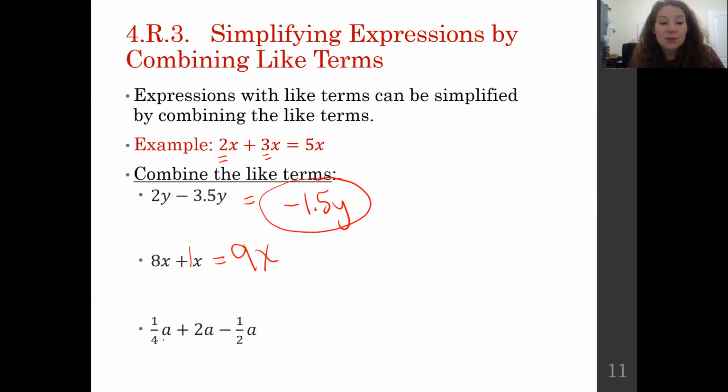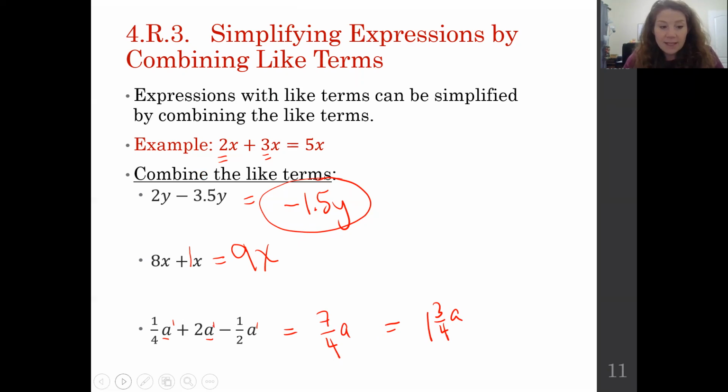All right, the third example, these are all like terms because they're all multiplied by a to the first power. So we're just simply going to use our calculators. I'm going to put into my calculator with my fraction button 1/4 plus 2 minus 1/2, and I get 7/4. So this is equal to 7/4 a. And if I want to turn that to a mixed number, I would say 1 3/4 a. Either of those are equivalent.